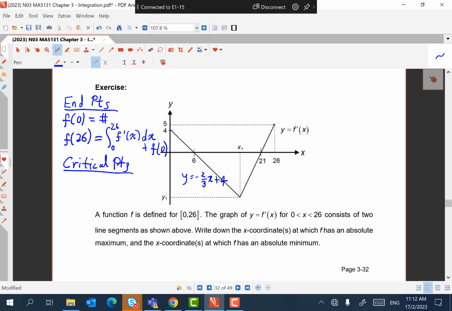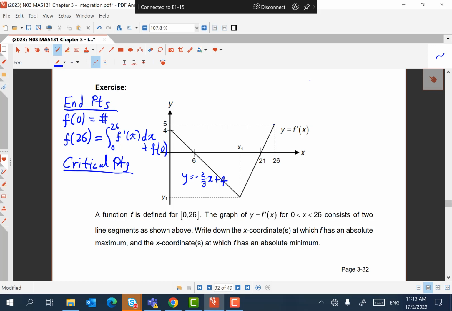However, for this case, we are going to exercise our gut feel, our judgment. And what I'm going to do here is ask you this question. Hao Wen, do you think f0 is bigger or f26 is bigger? Which is bigger, f0 or f26?